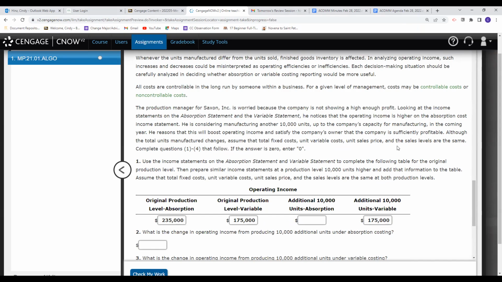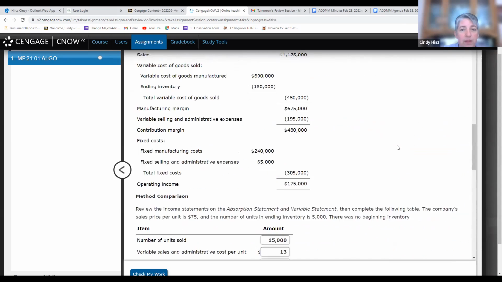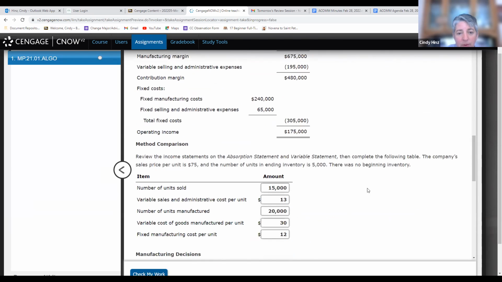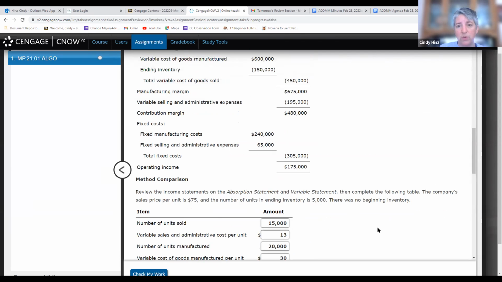Okay. So what we're going to do next, though, is look at the absorption costing, and I'm going to put our additional numbers in here just next to this. Let me remind myself of what those numbers are. We have $30 in variable cost of goods manufactured, $12 in fixed manufacturing when we produce 20,000 units, and variable sales and administrative of $13 per unit.